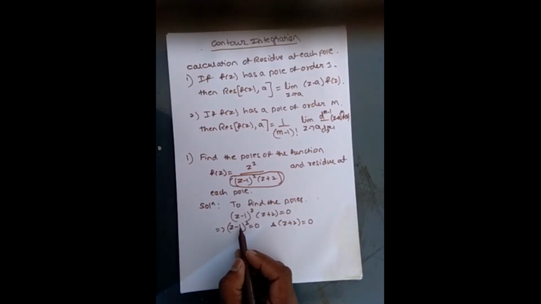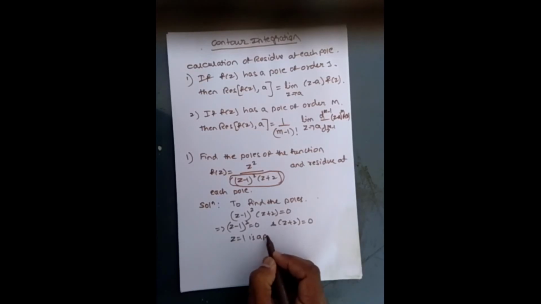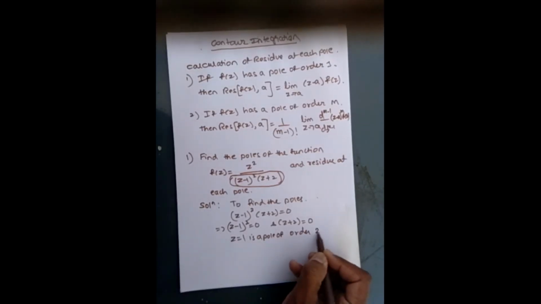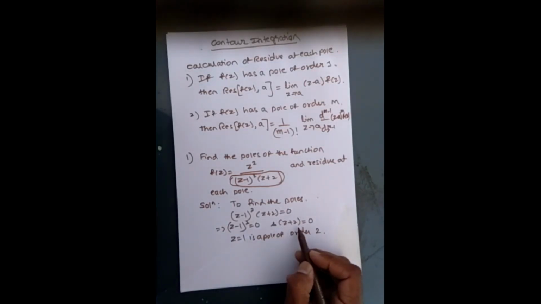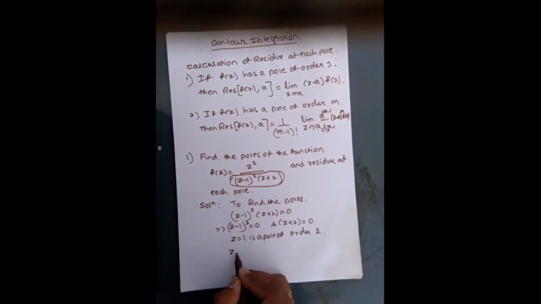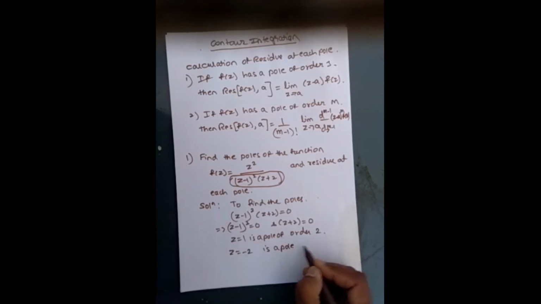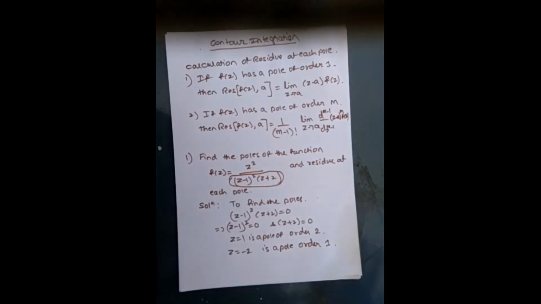Now see the power of z minus 1. Now the power of z minus 1 is equal to what? How much is it? 2. So we write z is equal to 1 is a pole of order 2. Whereas take z plus 2, and its power is 1. So z is equal to minus 2 is a pole of order 1.